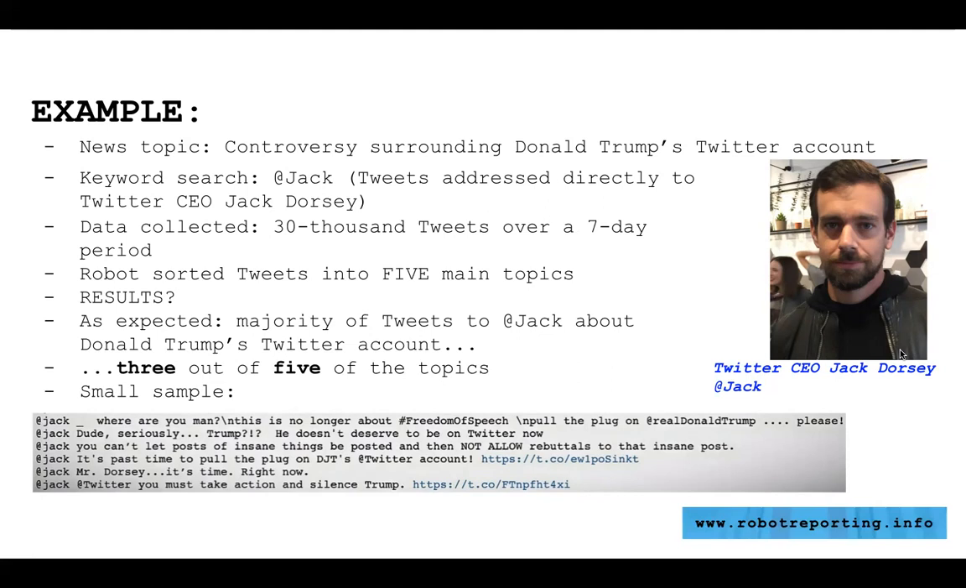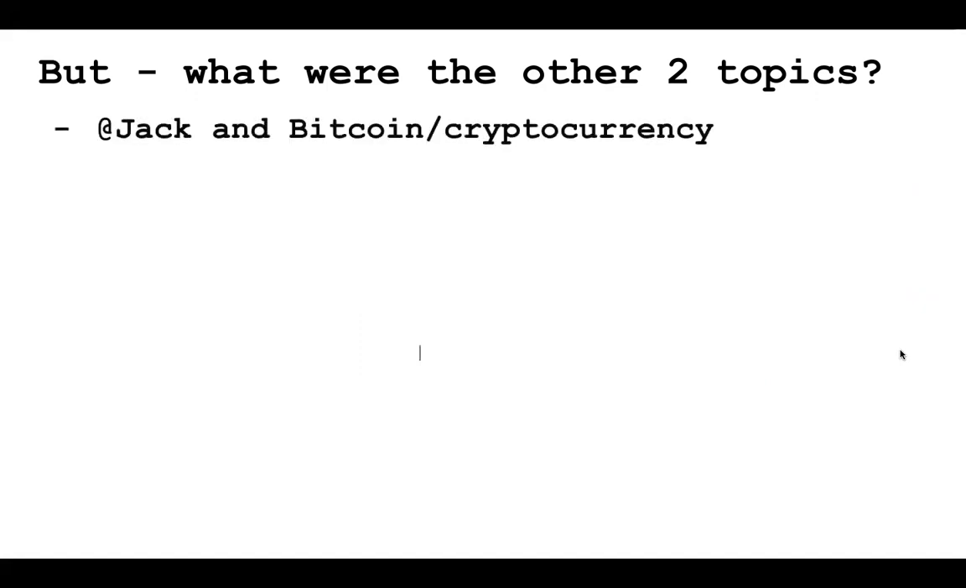I knew that there were a lot of messages of this nature going to Jack Dorsey last week. Where it gets really interesting is what were the other 2 topics that the robot is pointing to, that says a lot of people are writing to @Jack about these other 2 topics? Well, both of those came as a huge surprise to me. The first one: people are writing to @Jack about Bitcoin and cryptocurrency.